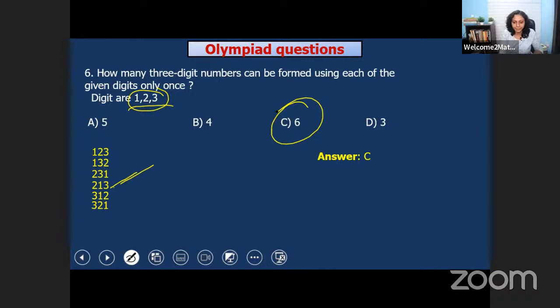Many of you have said it's 4, option B. No, no, no, option B, no. I showed you the method of how to write. Whenever you have this type of question, use the rough sheet. Just write the numbers, and you will get the answer so fast. Got it? It's C. It would be 6.